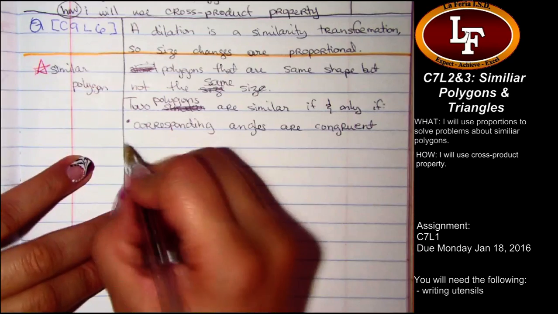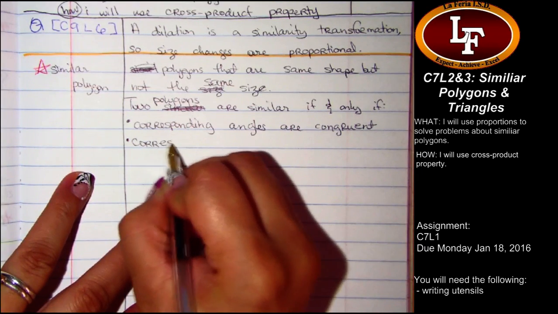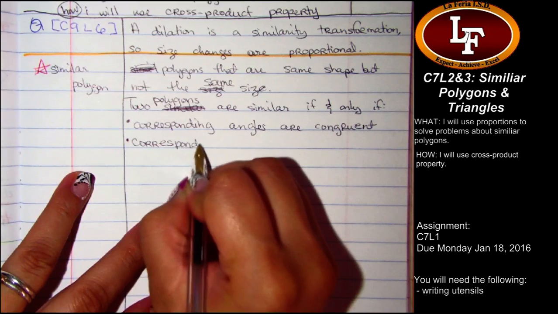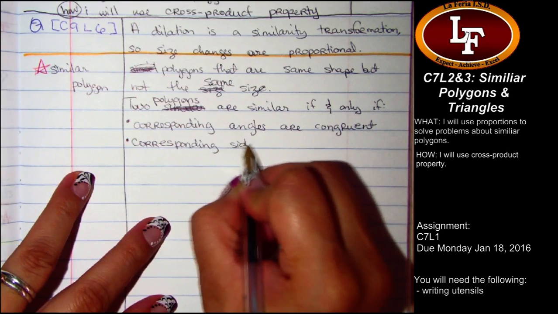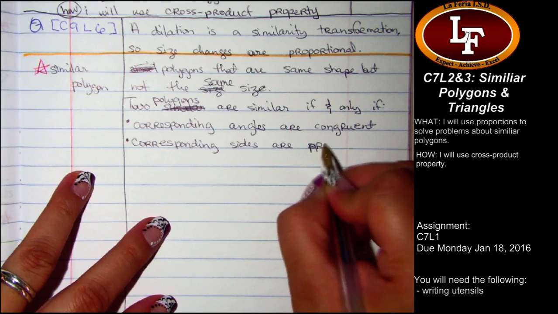So corresponding angles need to be congruent. And when two polygons are similar, their corresponding sides are going to be proportional, not parallel.